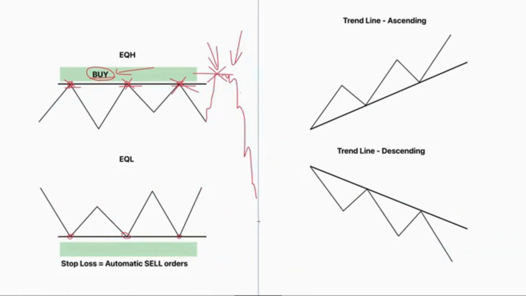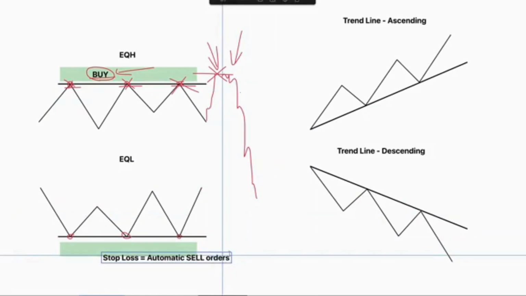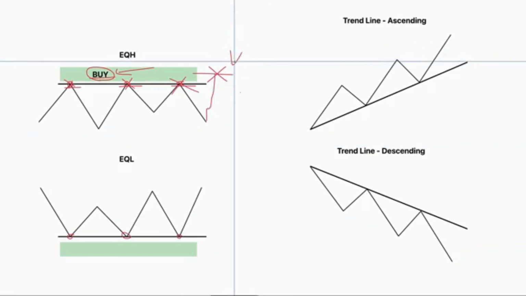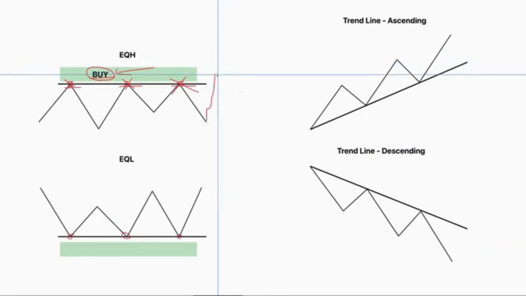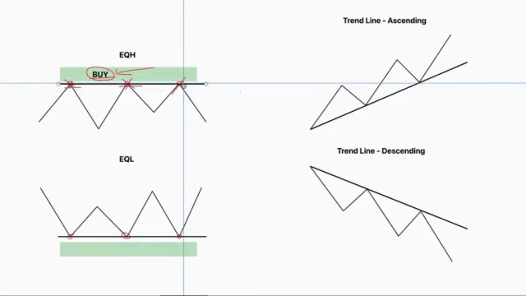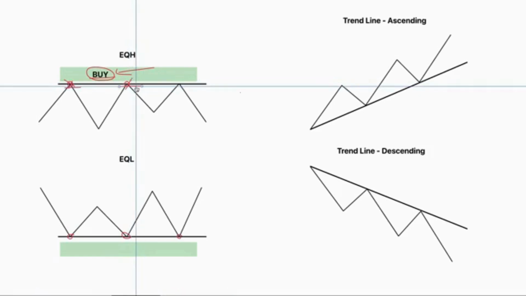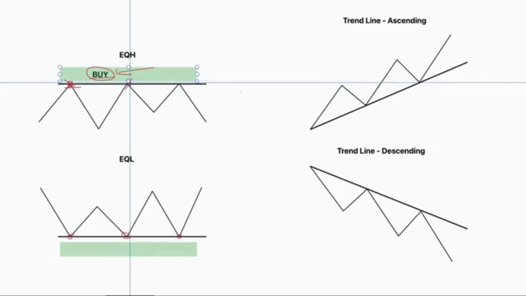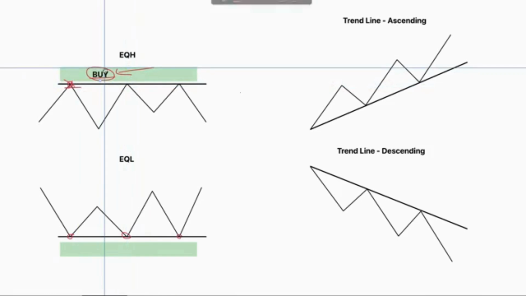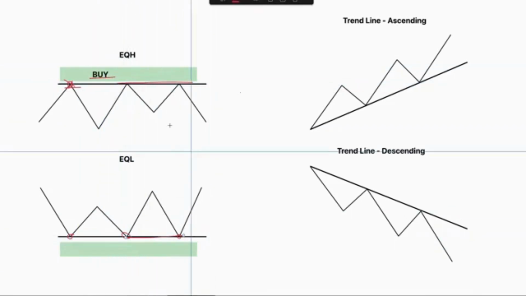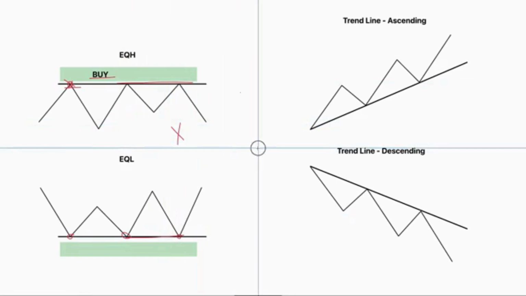So as you can see, buying from support and selling from resistance, what should be a good way to trade, actually has a large flaw. And that's the fact that institutional participants who actually have the power to drive markets are not executing at these levels and are more likely to be executing above and below. So selling from equal highs and buying from equal lows is generally never going to be a good idea.